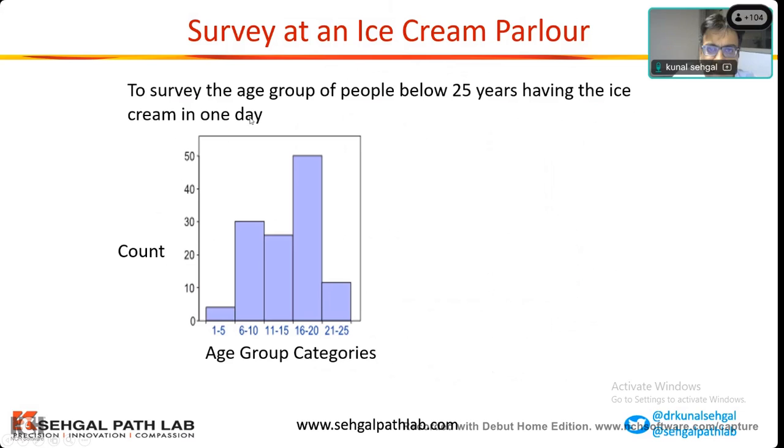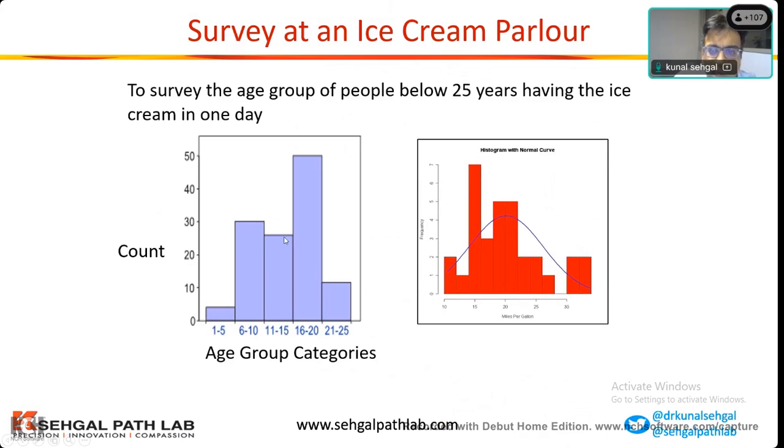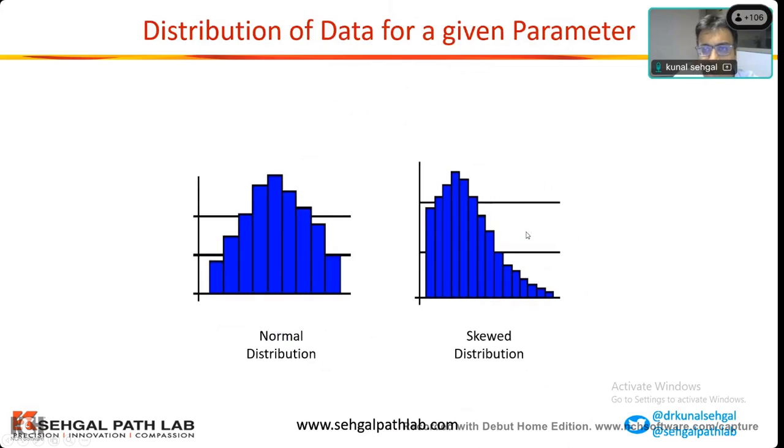So I said, if we were to survey the age group of people below 25 years having ice cream in one day at a given ice cream parlor, this is the age group, this is the number. So if I ask you how many in the 6 to 10 age group, you will say 30 people. And if I ask you 11 to 15, you will say 25 people. So this is a histogram which we see in diagram, and if you were to draw a curve which passes through approximately the middle of these rectangles and then becomes a smooth curve, this is also called a frequency polygon, or you can say this is the normal curve for this particular histogram.